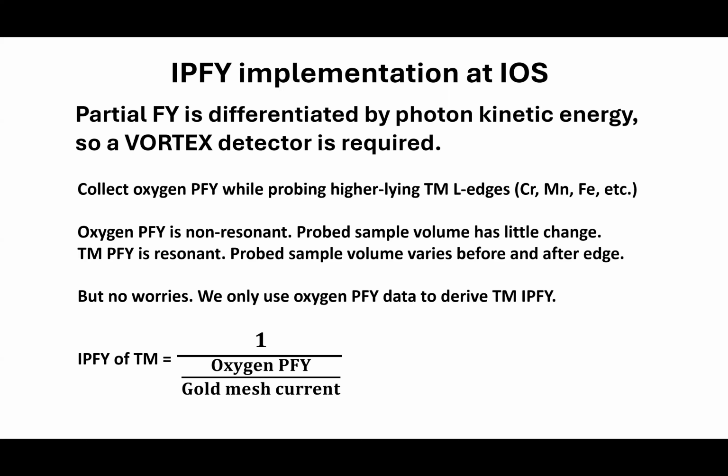Which is shown in this equation: they collect the data from oxygen PFY, which is non-resonant emission, as I mentioned, and that is normalized by the gold mesh current. So you can take into consideration the possible flux of incoming X-rays, and that's basically a probability. And you do the inverse of that. That gives you the IPFY of the transition metal, and that's what you get.